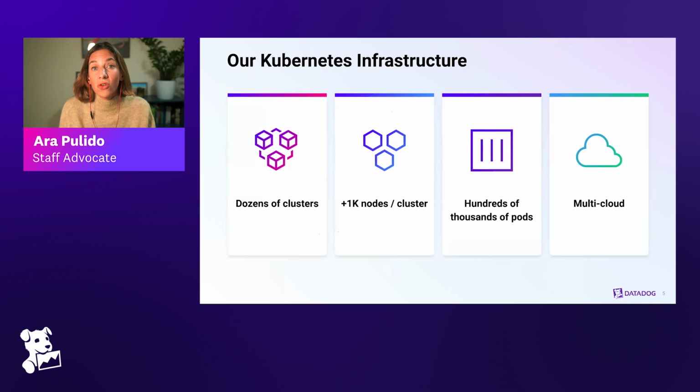So Datadog's Kubernetes infrastructure is a very large Kubernetes infrastructure. We have thousands of clusters, some of them with more than 1,000 nodes. That translates into hundreds of thousands of pods running at every moment. And we run those on different clouds. So we are on different public clouds, all of them running on Kubernetes.